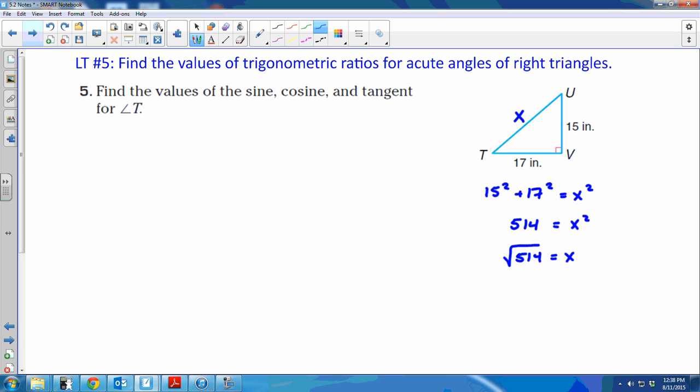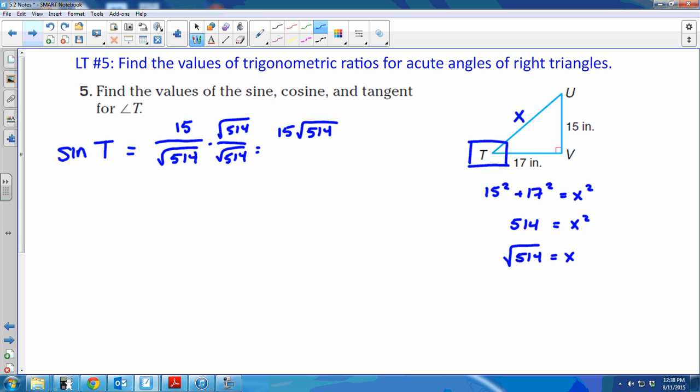All right, so we're finding the sine, cosine, and tangent values for angle t, so I'm just worried about angle t. So if I want to find sine of t, that's opposite over hypotenuse, so what is that ratio going to be? Opposite over hypotenuse. 15 over the square root of 514, right. We do want to rationalize that. So we get 15 square root of 514 over 514.